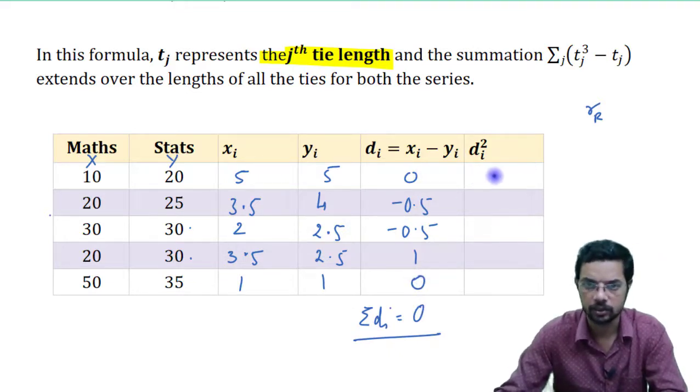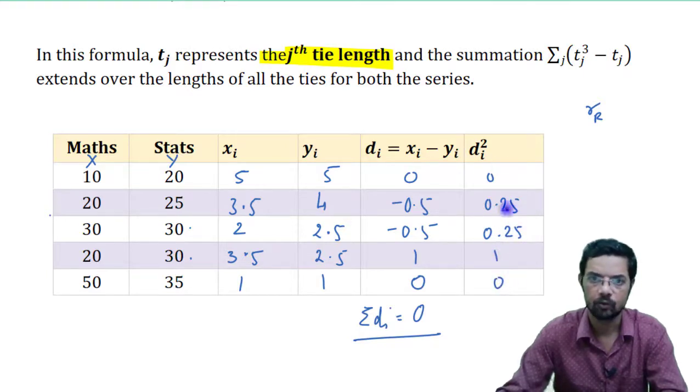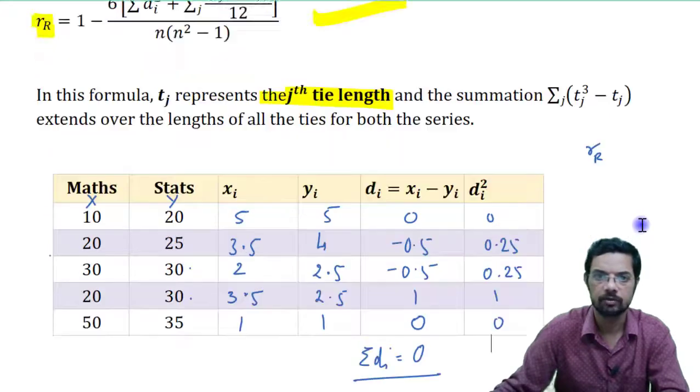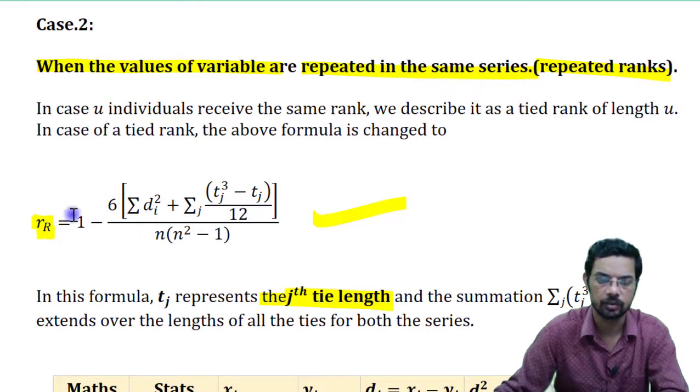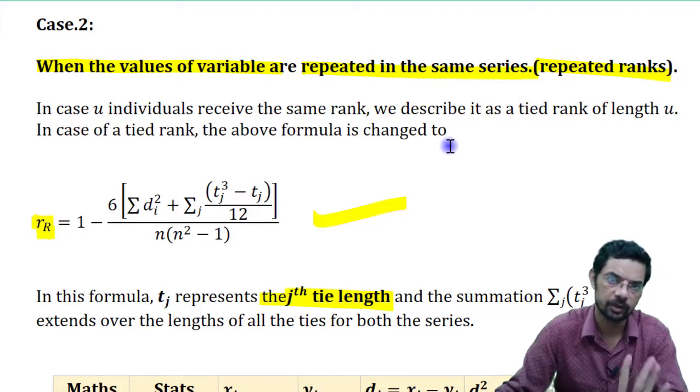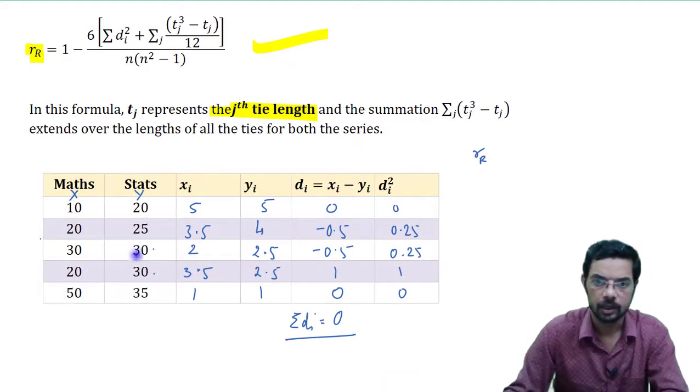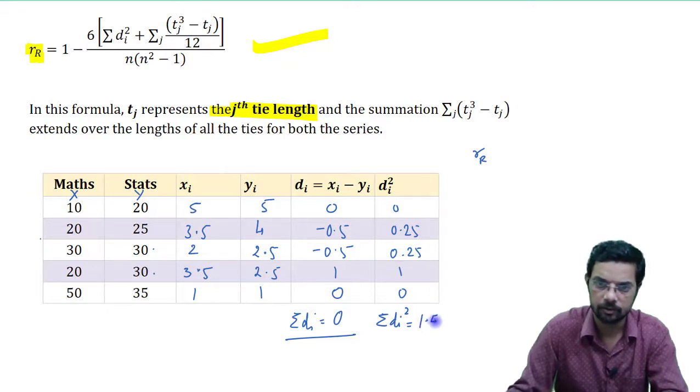Now we need to take the squares of these values. This is 0. This is 0.25. This is also 0.25, and then we have 1 here and 0 here. Now we need sigma di square, because as in the formula, we need the value of sigma di square. And then we need a tie length. For each tie, we will calculate the tie length in each series. First we calculate sigma di square, and that will be equal to 1.5. Now we have sigma di square. Now what is the tie length?